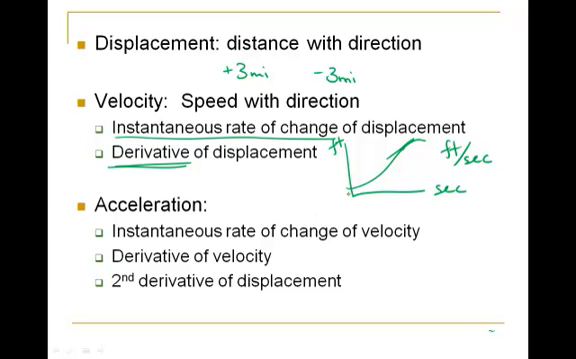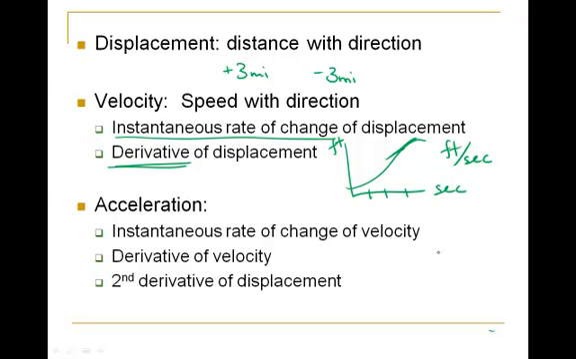So if I have a graph again that shows my displacement, how many feet have I traveled in a certain number of seconds, then if I find the derivative of that graph, which is the slope of the tangent line, or the instantaneous rate of change, I found the velocity.